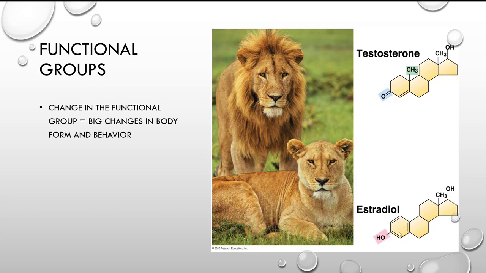So just the fact that we have these 3 different functional groups can cause huge changes in, for example, these lions here. You can think of what testosterone does to the male lion, producing the secondary sex characteristics of the male. Whereas the female lion produces more estradiol, and that helps produce the secondary sex characteristics of the female lion. So functional groups can cause big changes in the molecules.